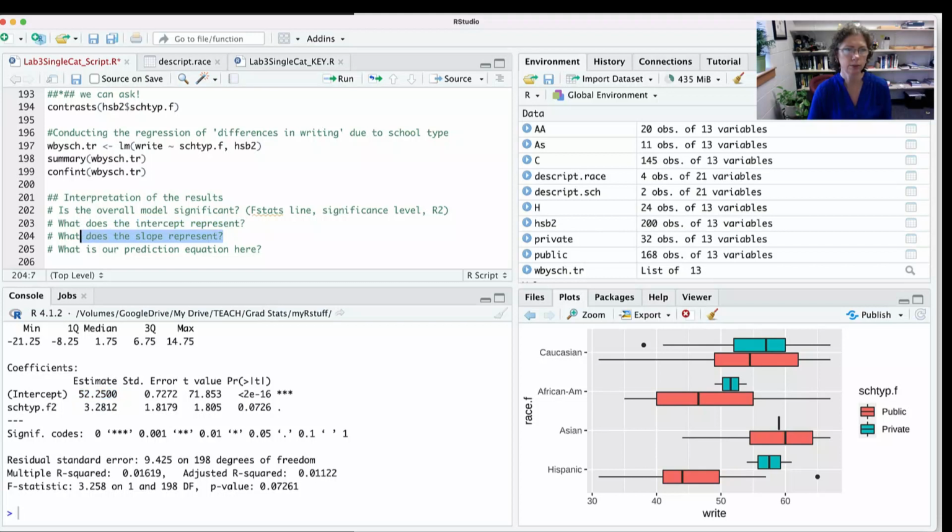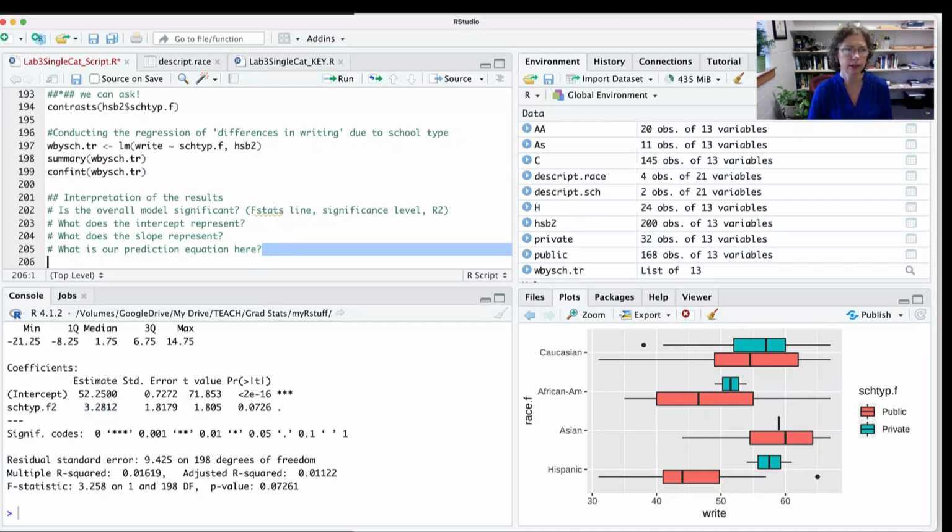What does the slope represent? The slope is this regression coefficient for school type F2. It is the difference between public school and private school. So if this is the mean for public school, private school is 3.2812 greater, a positive number.